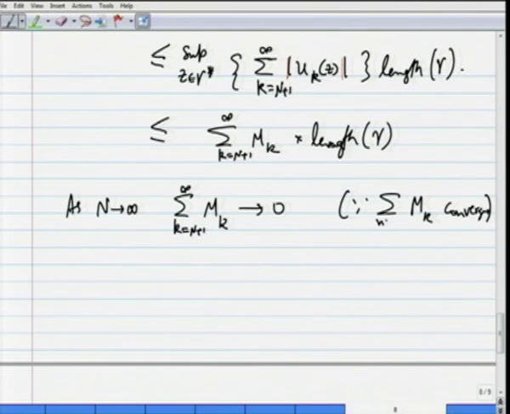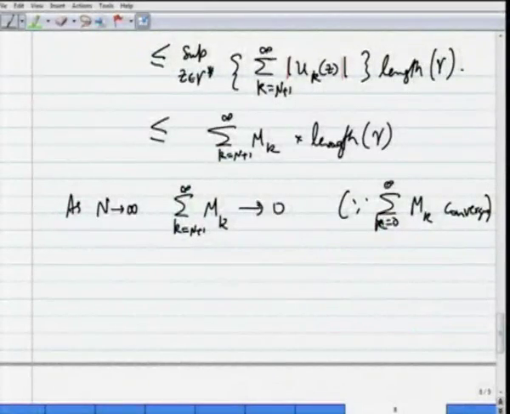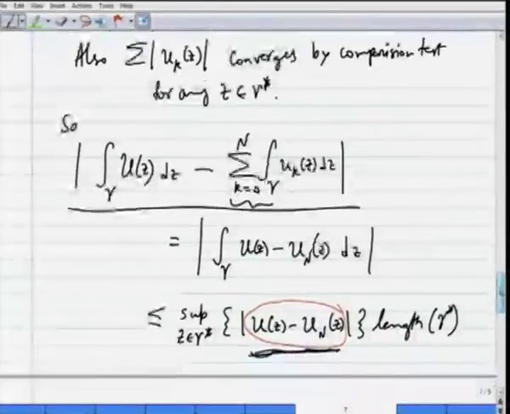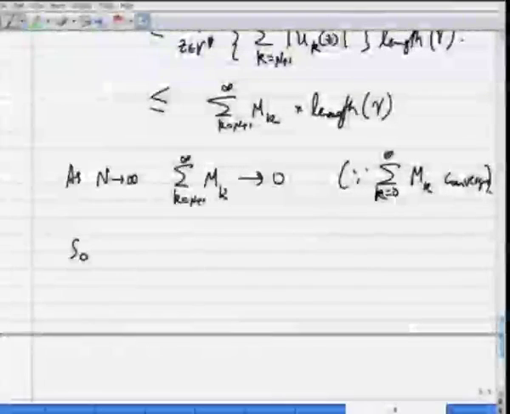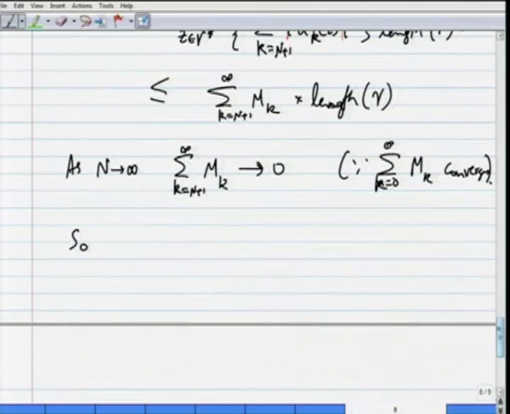If you have a series, sum over k equals 0 through infinity, that converges, then the tail of the series tends to 0. This allows us to say that this estimate, which we started off with as the limit as n goes to infinity, will be tending to 0.